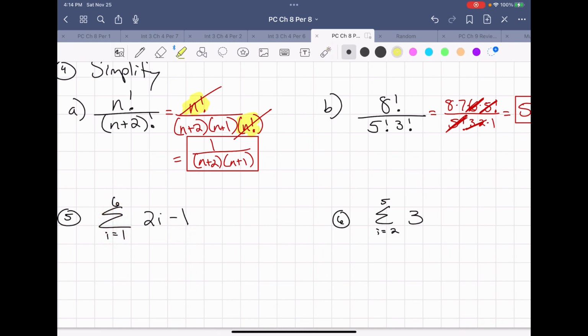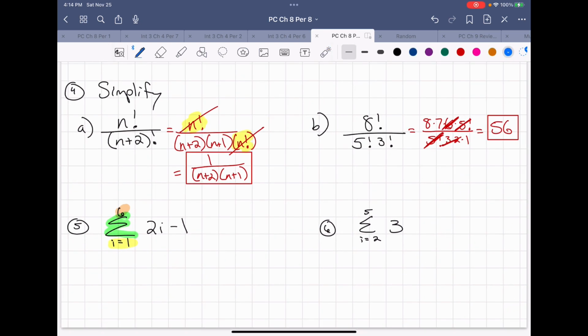All of this is telling you, sum up this sequence from 1 to 6, and your sequence is given right here. So that means, and you don't have to show all of this on the test, that means you're going to plug in 1, 2, 3, 4, 5, and 6. The index, those little numbers are called the index. The top tells you where to start. I should probably use i's. The bottom tells you where to end.